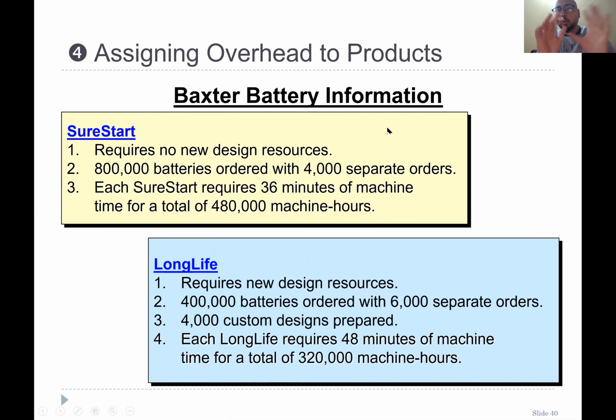So we have given the segregation here. So Baxter Battery, they have two brands. One is Short Start and one is Long Life. So Short Start requires no design change.